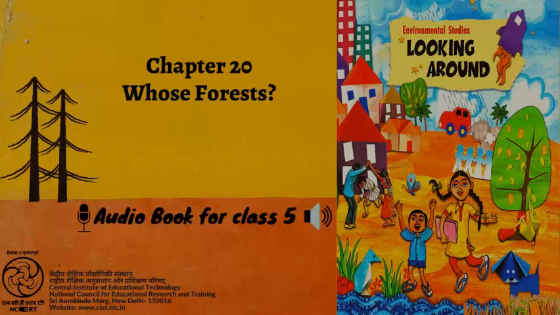What we have learnt. A. What is similar and what is different between jhum farming and Bhaskar Bhai's way of farming? B. Explain in your own words why forests are important for the people living in forests. C. Did you find something interesting in jhum farming? What is it? Chapter 20 of the total 22 chapters of the book Looking Around 5 ends here.